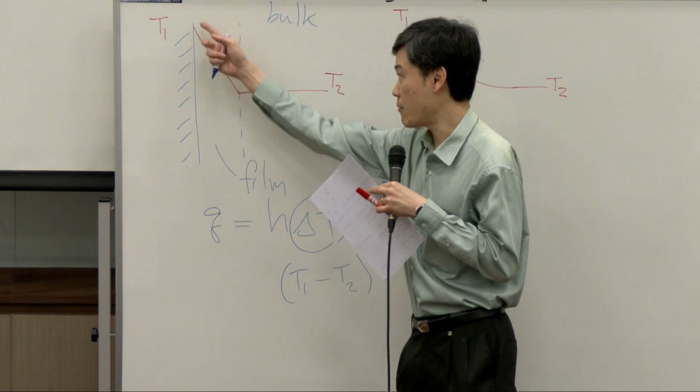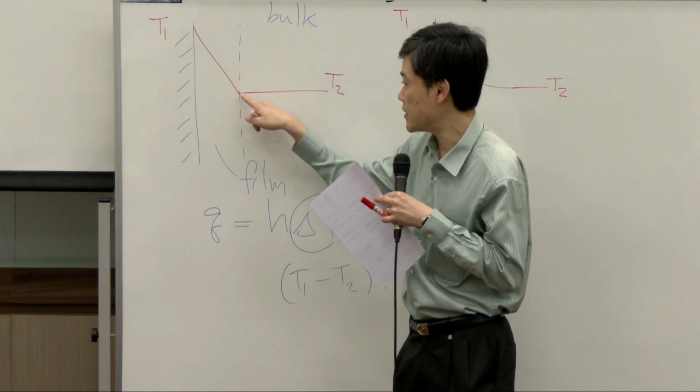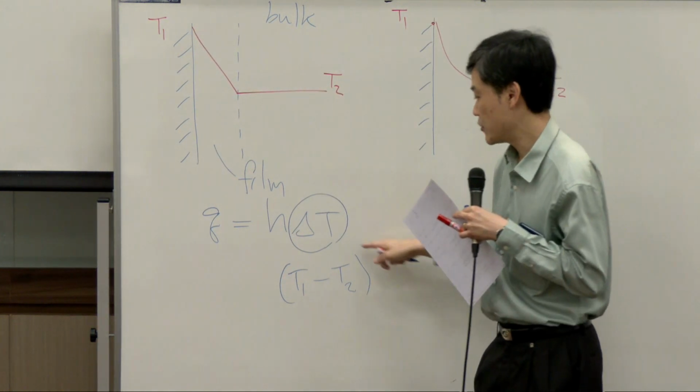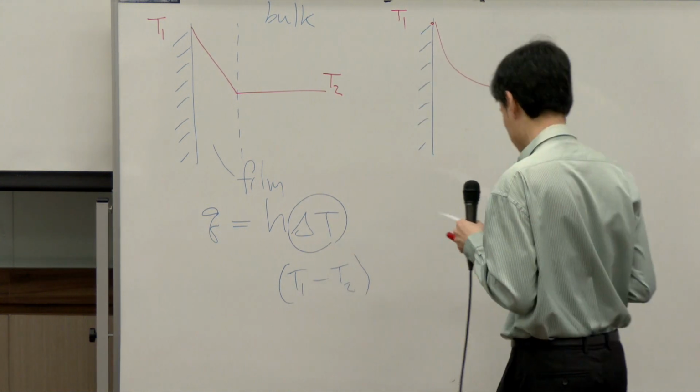Because right now the problem is simplified to conduction only. This is T1, this is T2. The difference in temperature would be the driving force of conduction. So this is called the driving force for our calculation.